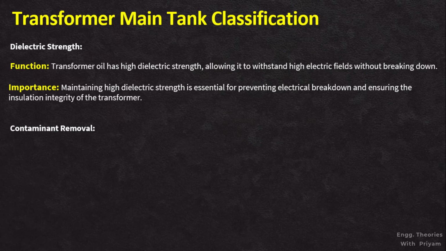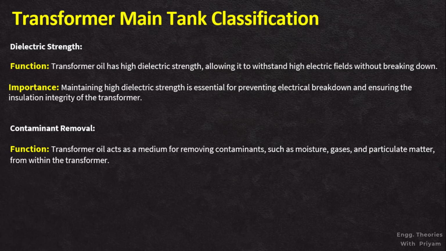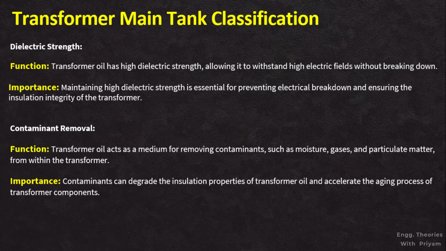Contamination removal. Transformer oil acts as a medium for removing contaminants such as moisture, gases, and particulate matter from within the transformer. The contaminants can degrade the insulation properties of the transformer oil and accelerate the aging process of the transformer components.